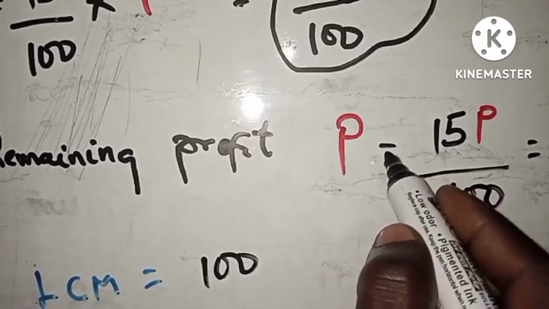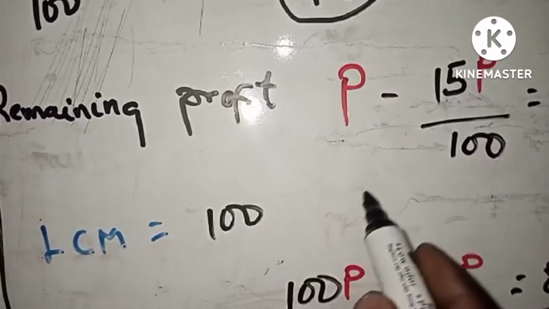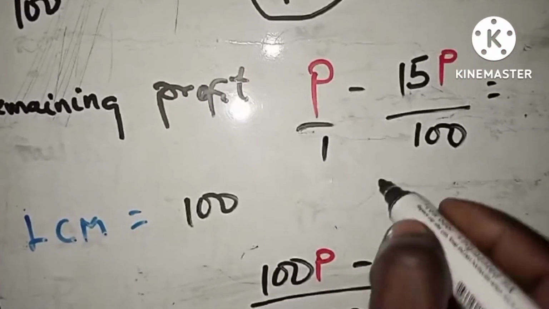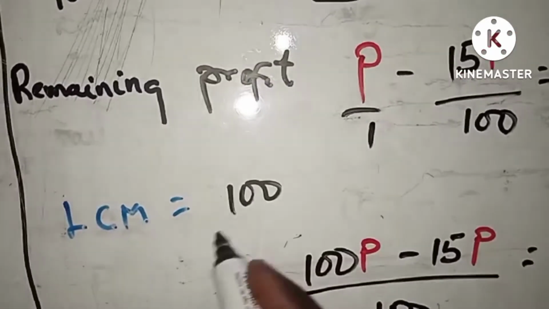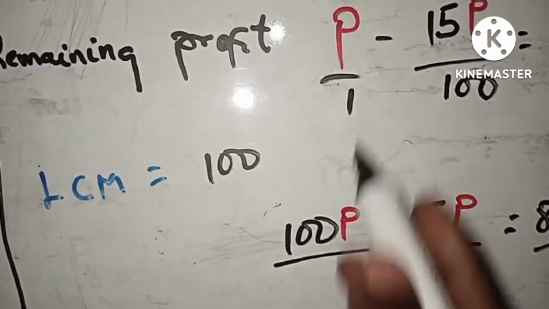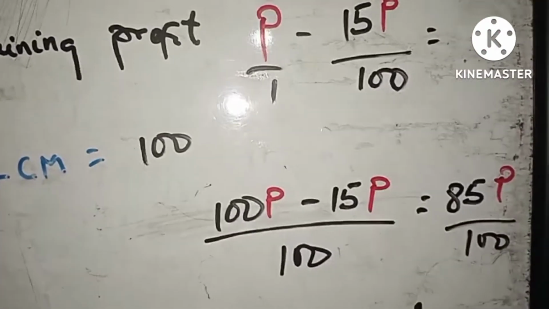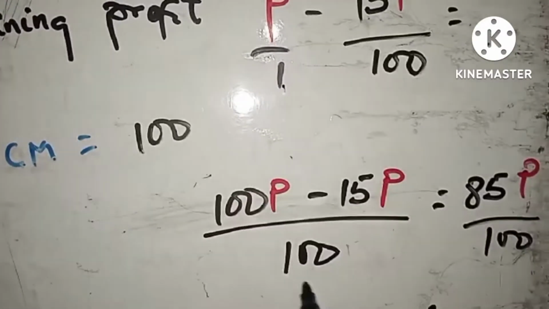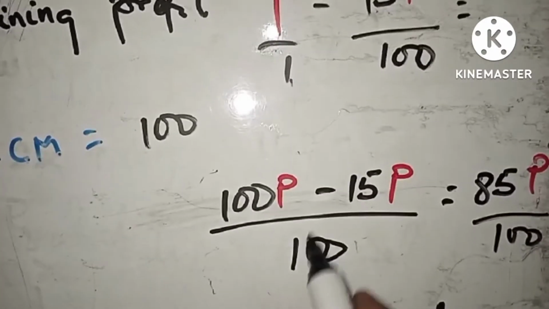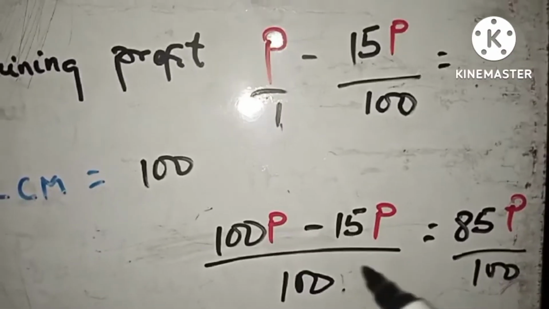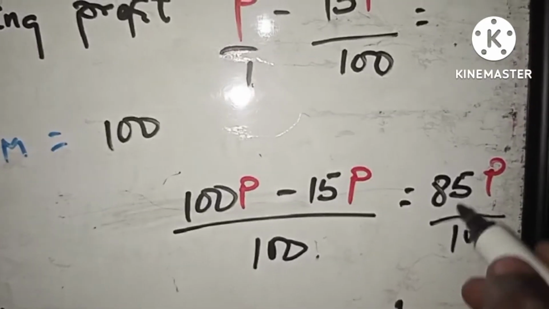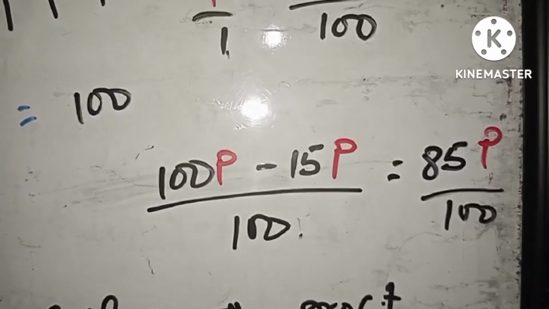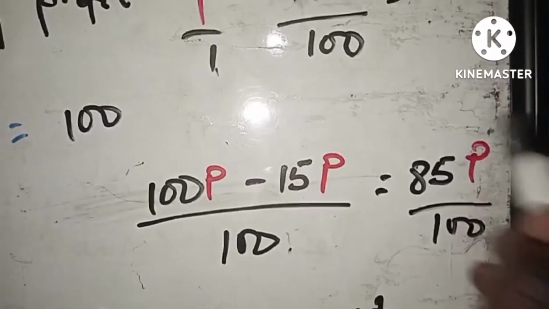Remember, this is a subtraction and this is a fraction, so you need to find your LCM and then move on. P is assumed to be over 1. So the LCM will be 100. Here we multiply 100 by the top, that should be 100P, and then here it will be 1 multiplied by that. If you don't know how to find the LCM, just comment down below in the comment section. So the answer to this one will be 85P divided by 100. So this is the remaining profit that is left.